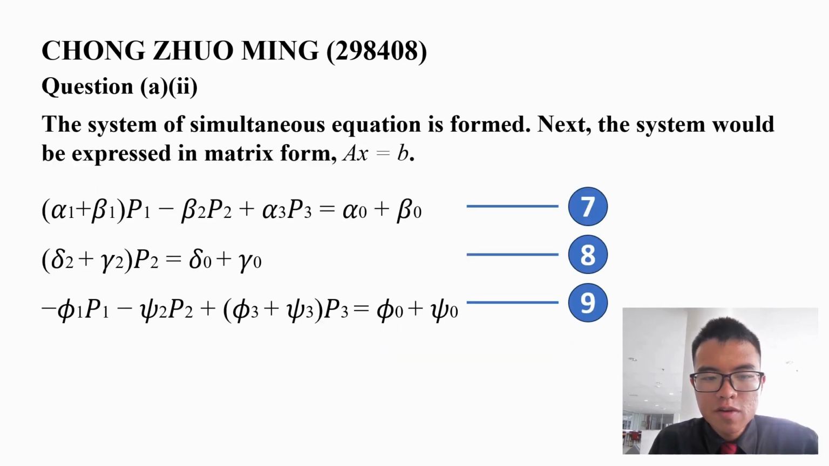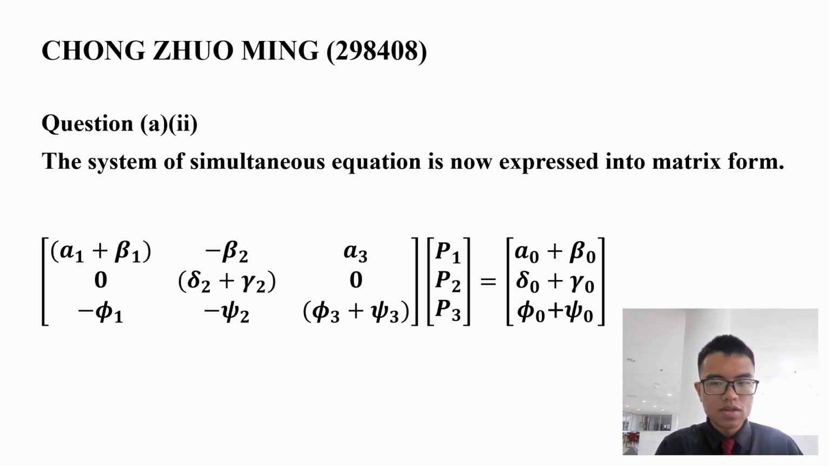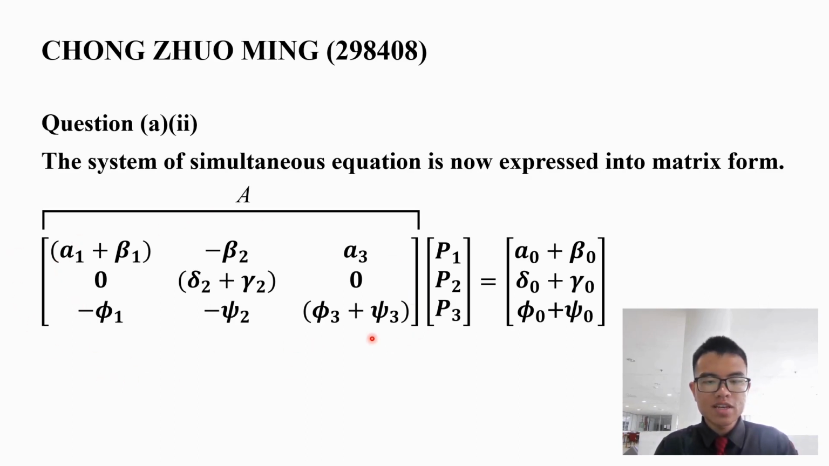Now that the system of simultaneous equations is formed, we express the system in matrix form AX equals B. And this is the matrix form of the system of simultaneous equations. This matrix is coefficient matrix A. This matrix in the middle with price variables is variable matrix X. And this matrix on the right hand side is constant matrix B.